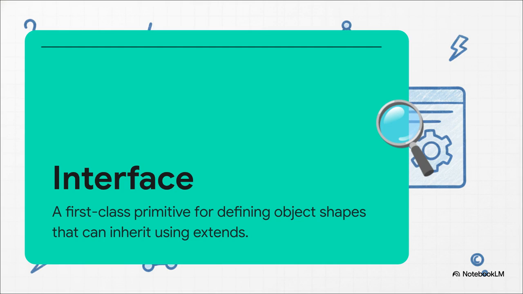Now, interfaces actually map pretty closely to that whole class-based vibe. An interface is a first-class primitive built specifically for defining object shapes. And just like classes, they can inherit from other objects using that exact same extends keyword. Very OOP-inspired. But what you might not know is that this inheritance model comes with a very specific performance quirk.